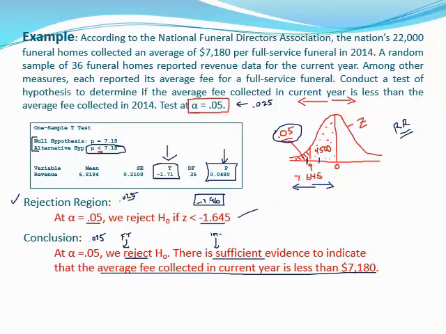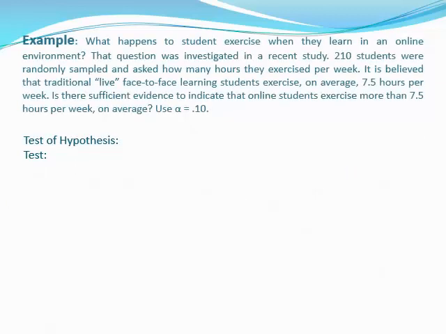Let's take a look at another example, and I'll wrap up this video. So in this one, what happens to student exercise when they learn in an online environment? I wonder why I might be thinking about online. That question was investigated in a recent study. 210 students were randomly sampled and asked how many hours they exercise per week. It is believed that traditional live face-to-face learning students, I couldn't think of any more ways of saying that, so I put them all in the one place. It's believed that when we have a traditional, hey, we meet in class and do the typical thing, they average 7.5 hours per week. Is there sufficient evidence to indicate that online students exercise more than 7.5 hours? Why would I think this?